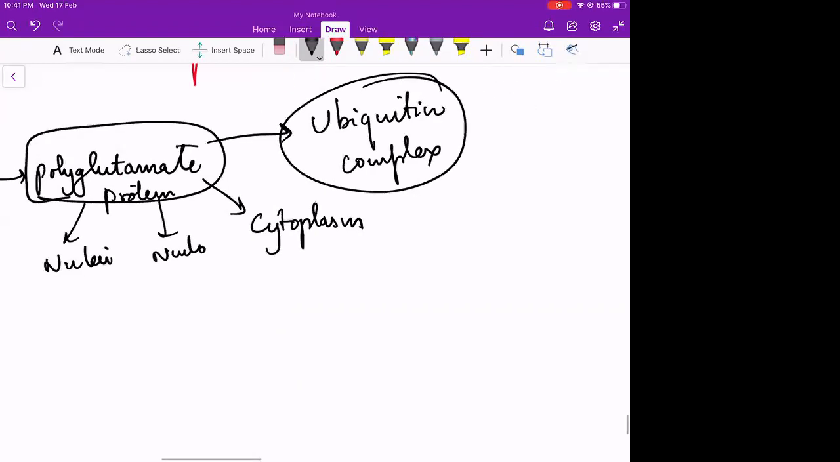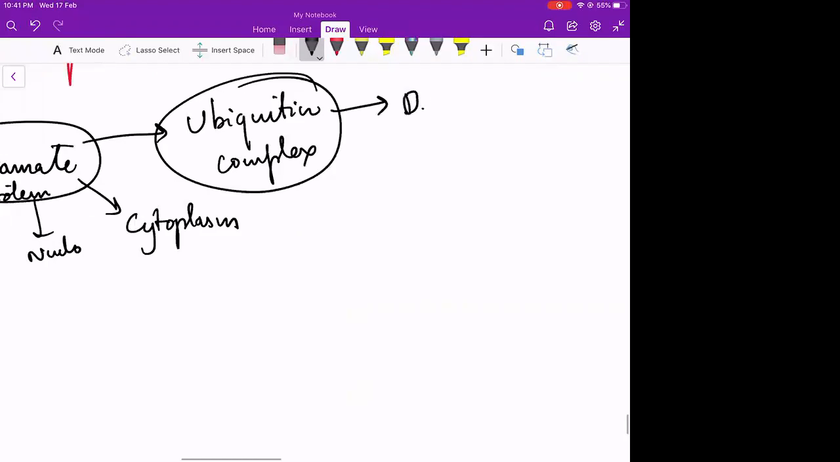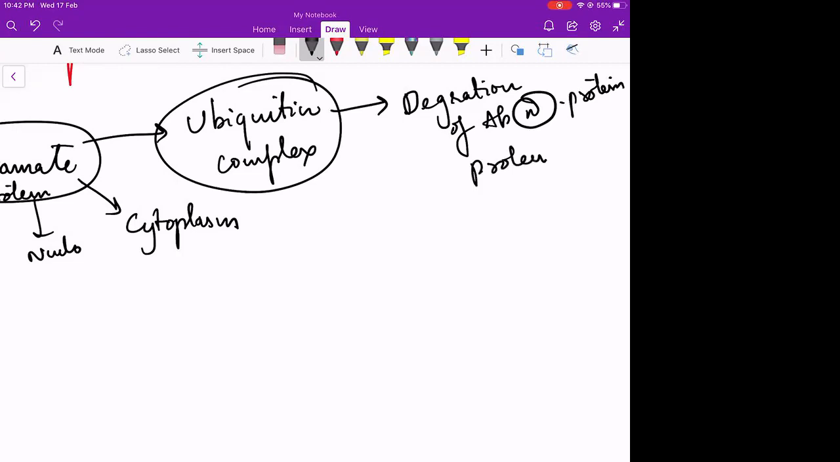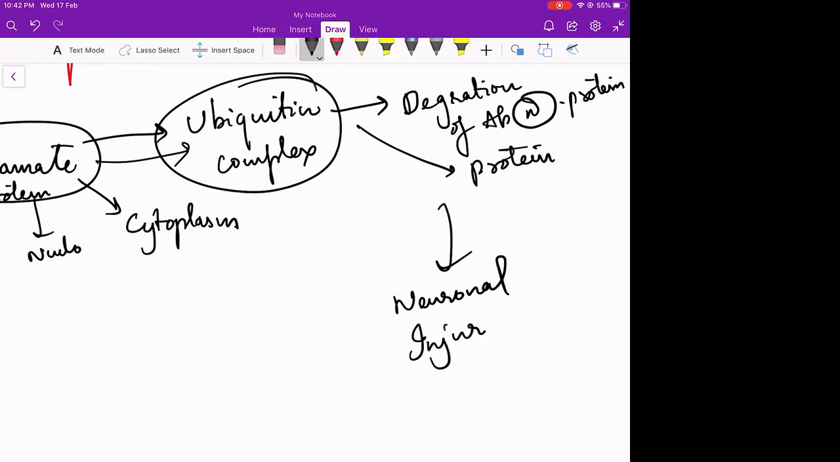This complex is necessary for the degradation of abnormal proteins. So if the polyglutamine affects the ubiquitin complex, then the degradation of the subnormal protein, or the protein which is unwanted, will be impaired and it will accumulate, and that will lead to neuronal injury. This is the basic pathophysiology of spinocerebellar ataxia as a whole.